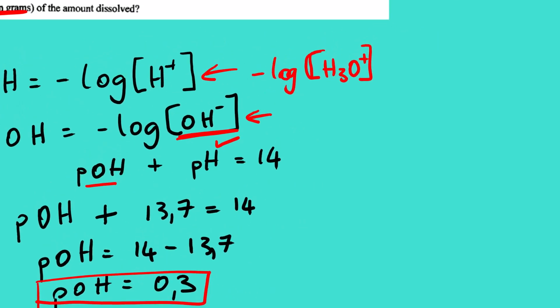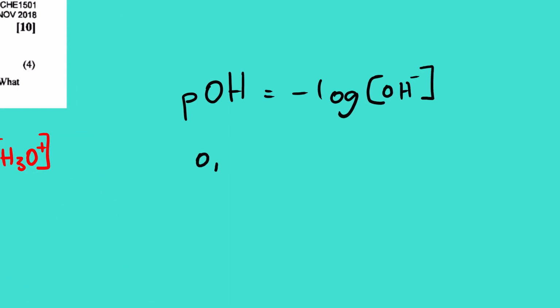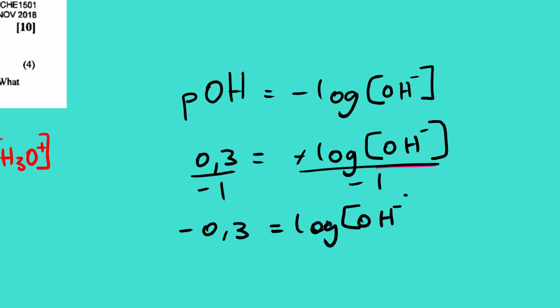Then from here we can quickly calculate the concentration of OH. Negative log OH minus. So we have 0.3 is equal to negative log OH minus. We need to solve for this. What we can do, we can start by dividing by negative 1 on both sides to get rid of this negative. So we have negative 0.3 is equal to log OH minus.